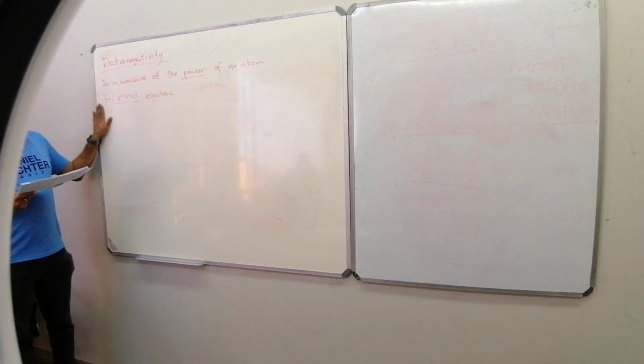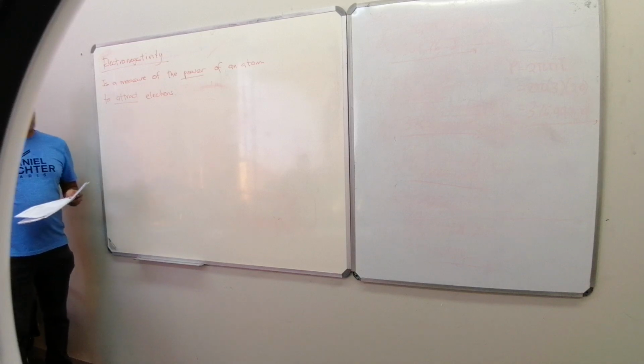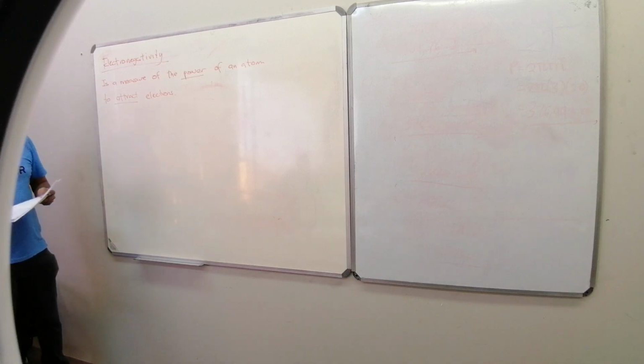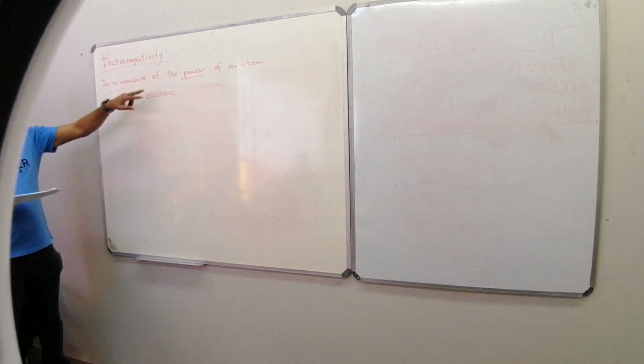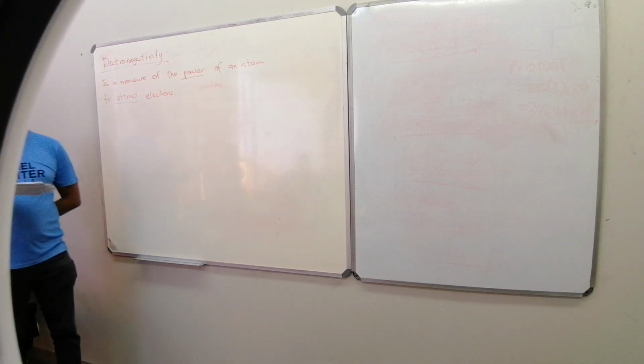Right, electronegativity is a measure of the power of an atom to attract electrons. Alright? It involves the two terms ionization energy and electron affinity. Right? Go back to the definitions of ionization energy and electron affinity.